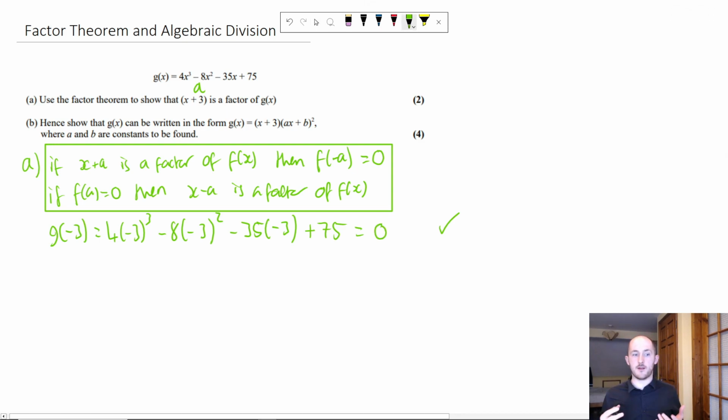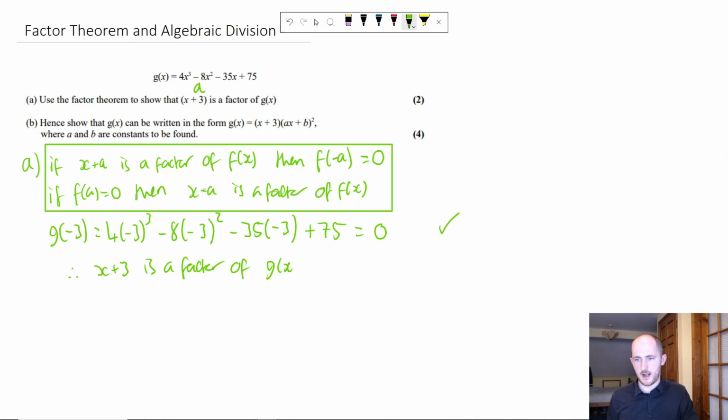Then you have to write something that implies that you know that this means that x plus 3 is a factor. So then you could say something like, therefore, x plus 3 is a factor of g of x. And that's all you need to write for 2 marks. Super easy and quick 2 marks.